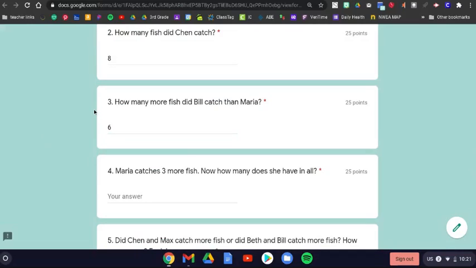Type in the number and move away. It's not adding or subtracting. You're going to subtract to find the rest. 10 take away 4. 10 fish total for Bill minus Maria's 4 equals 6.